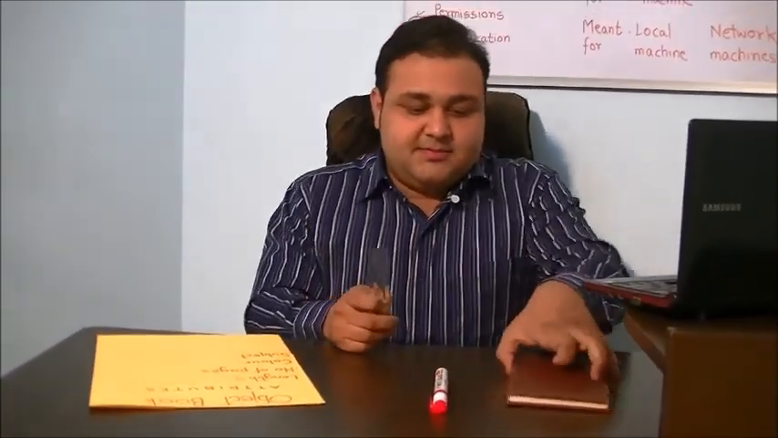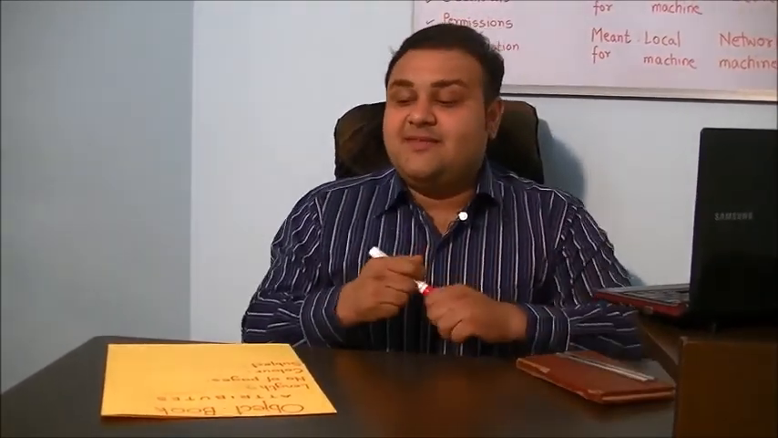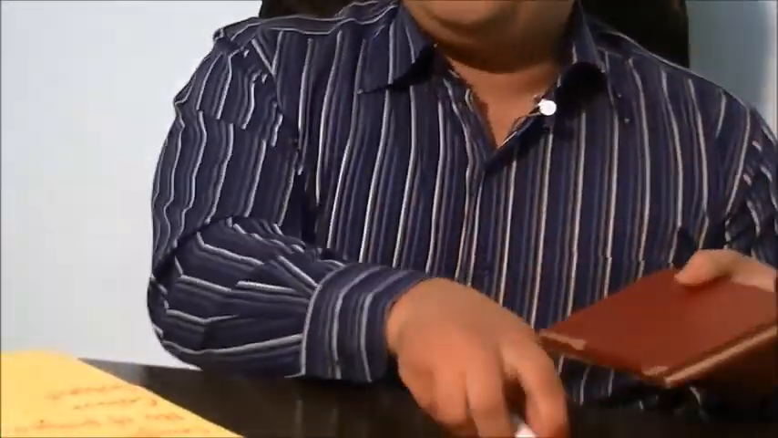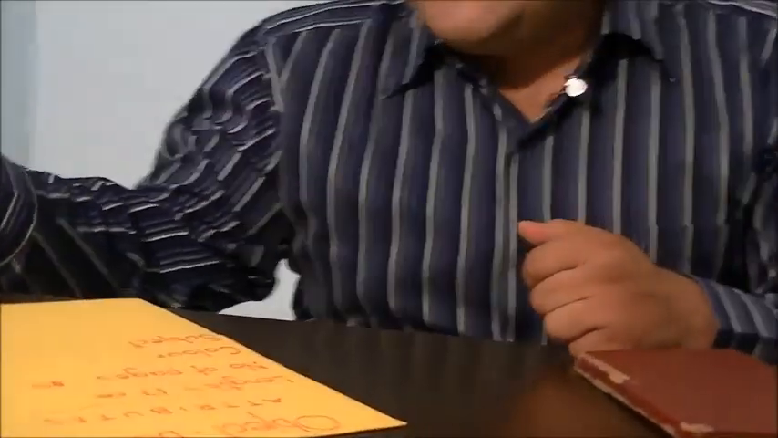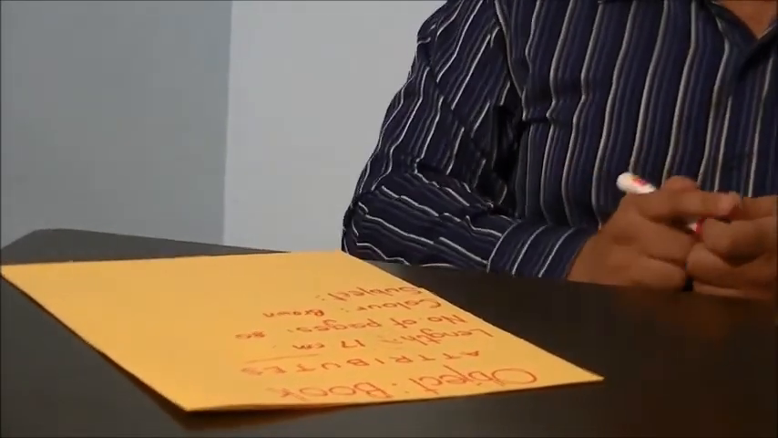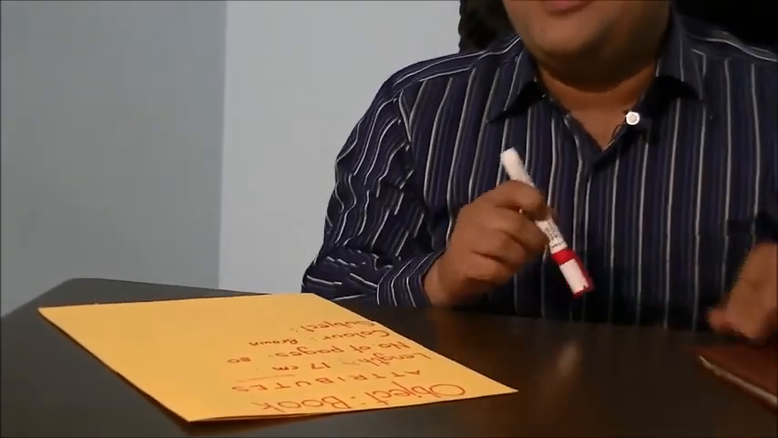The first is length. So let me just measure what's the length of this book. It's 17 centimeters. Now the number of pages. Number of pages is 80. Color, as we all can see, it's brown. Subject, well, let me check. Okay, it's a telephone directory.